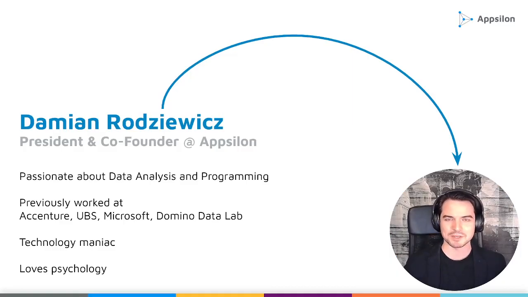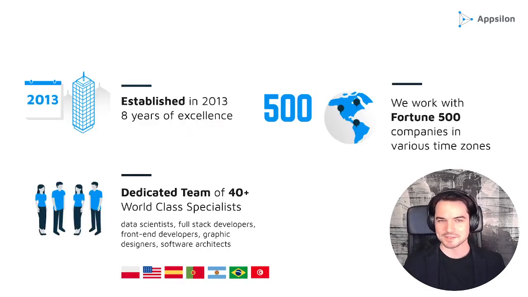By means of introduction, my name is Damian Rodziewicz and I'm one of the founders of Appsilon. Personally, before founding the company, I have worked in different companies and in different programming languages. In the end, we started working with R and Shiny because it's amazing technology that allows you to build applications rapidly and make sure that they are exactly as your users want them to be. As a company, we were established over 8 years ago, and we work mostly with Fortune 500 companies in different time zones and different industries. We are a team of 40 plus individuals across the whole world because we are a remote first company.